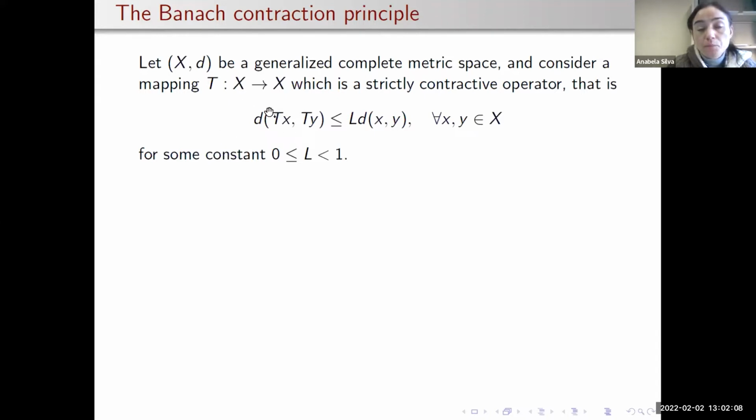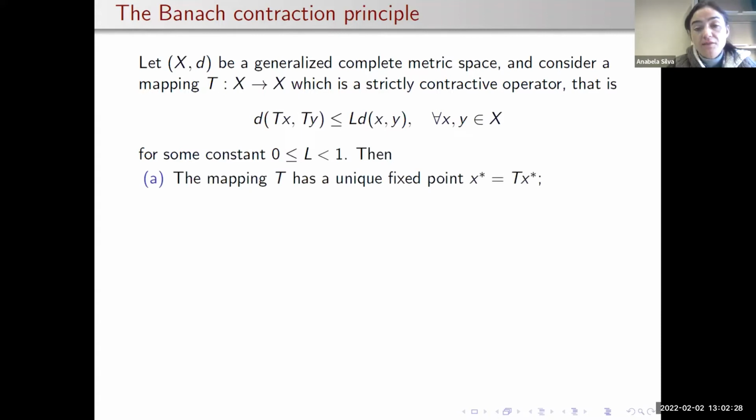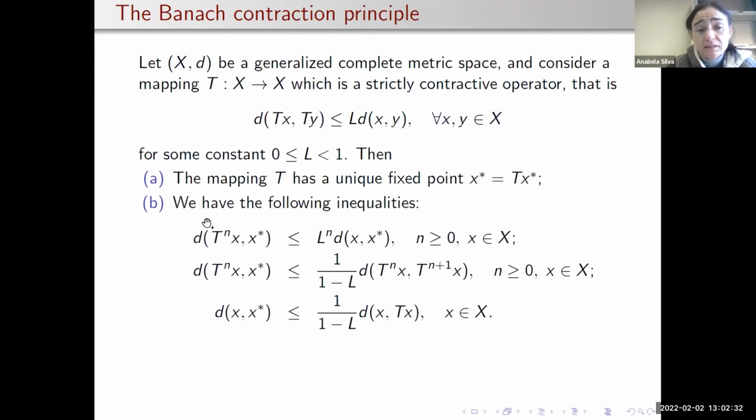So when we compute the distance between Tx and Ty, this is less or equal than a constant, a constant between 0 and 1, less than 1, not equal to 1, times the distance between x and y. When this happens, we say that the operator T is strictly contractive. And if the operator is strictly contractive, we have these properties: the mapping T has a unique fixed point, and we have the following inequalities.